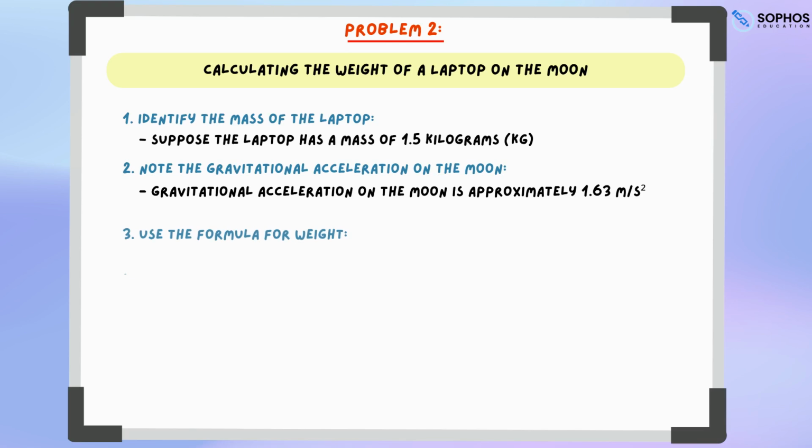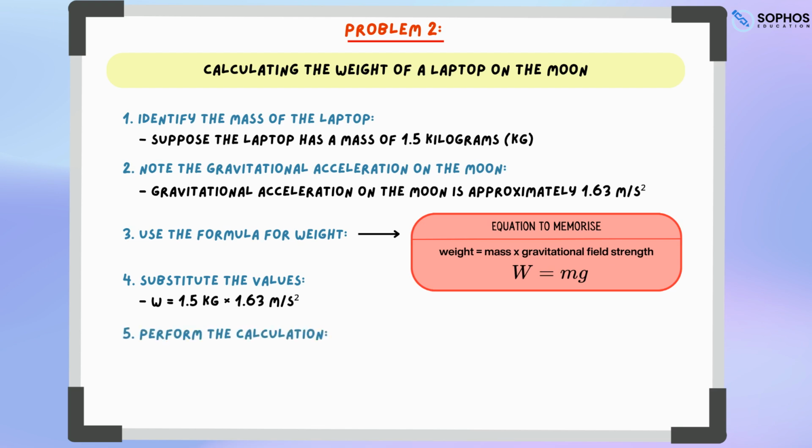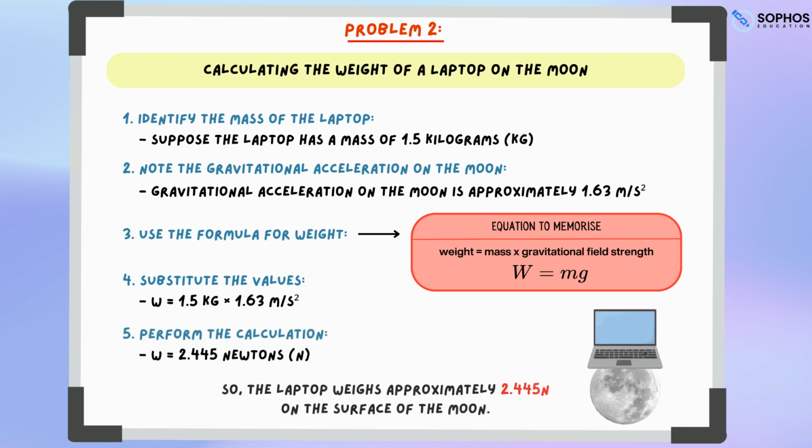Next, use the formula for weight. Weight equals mass times gravitational acceleration. Then, substitute the values in. Weight equals 1.5 kilograms multiplied by 1.63 meters per second squared. This gives us 2.445 newtons. So, the laptop weighs approximately 2.445 newtons on the surface of the moon.